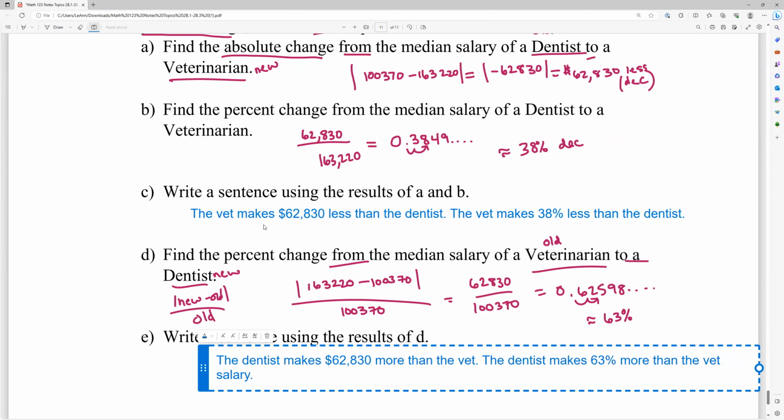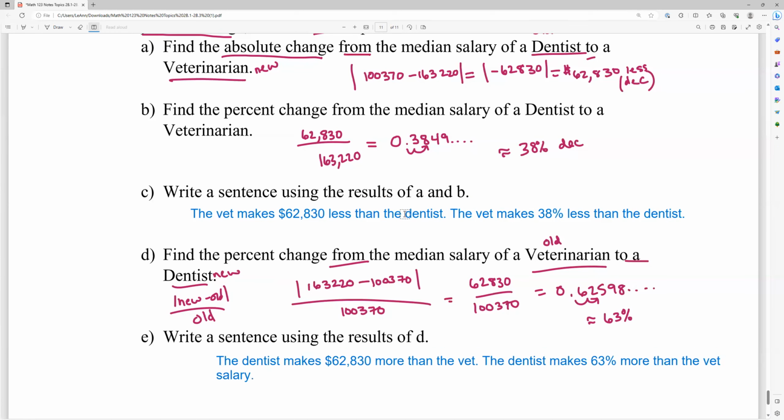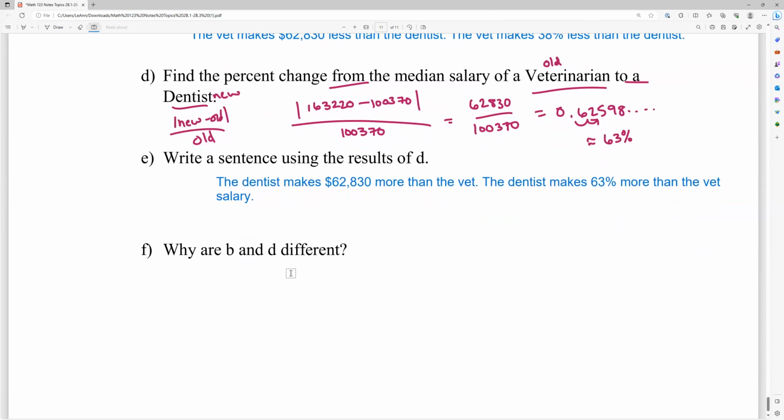And the reason the percentages are different is because this is saying that if we take the dentist's salary and times it by 38%, or 1 minus 0.38, we should see the vet salary, okay? Whereas here we're doing a markup, essentially. We would take the vet's salary and add 1 plus the 0.63 times the vet salary to get the dentist, okay? So that's how that phrasing is. So sorry about the mix up there. I was looking ahead at my notes and typed them the opposite way.